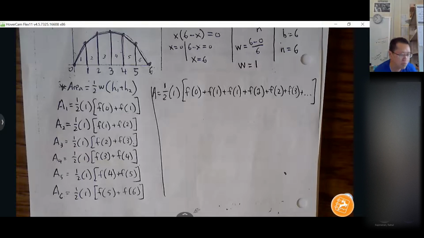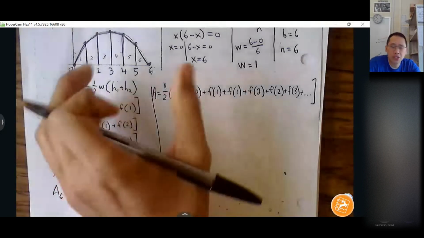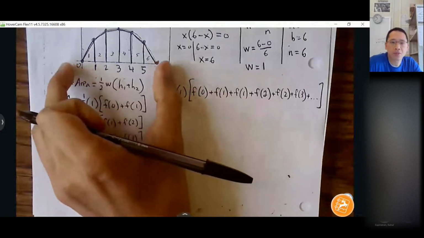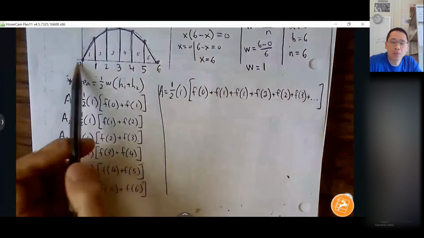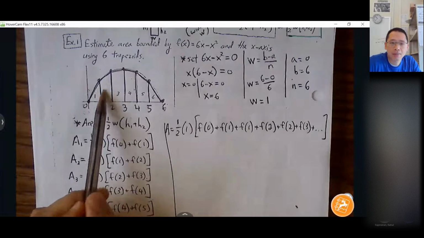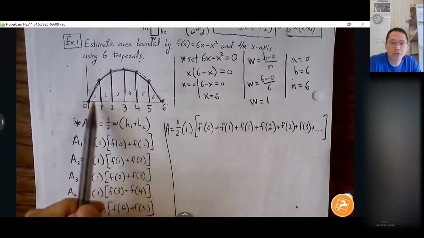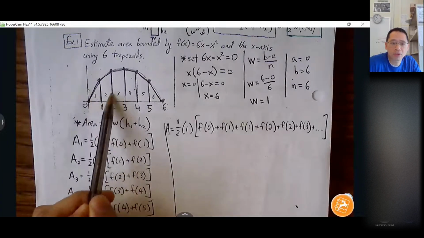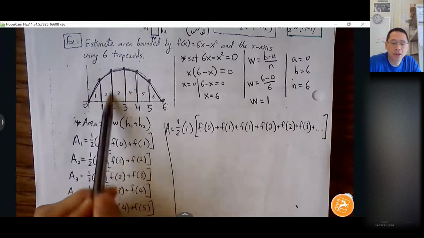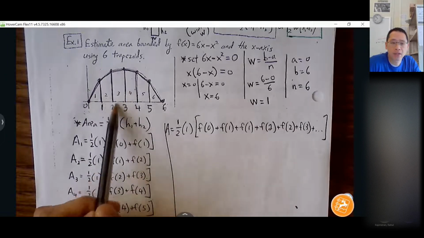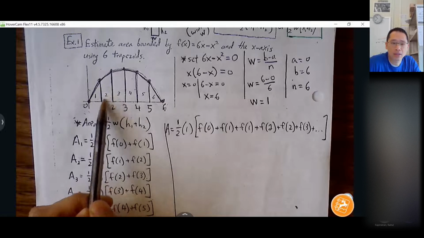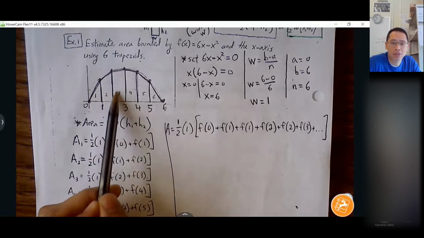Because they're endpoints. The endpoints are not shared, right? There's nothing to the left and to the right of those endpoints, but all the middle ones are shared. F of 1 is a boundary for the first subinterval, first shape and the second shape. F of 2 represents the height for not only the second trapezoid, but also the third trapezoid.